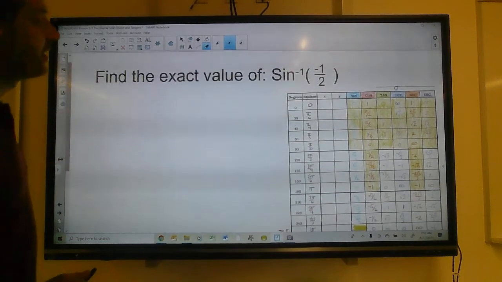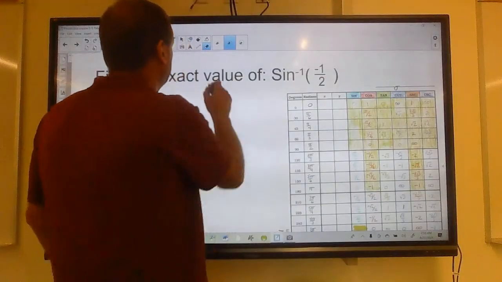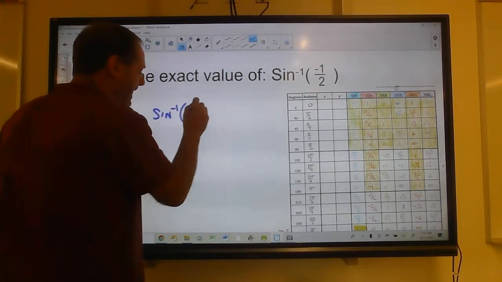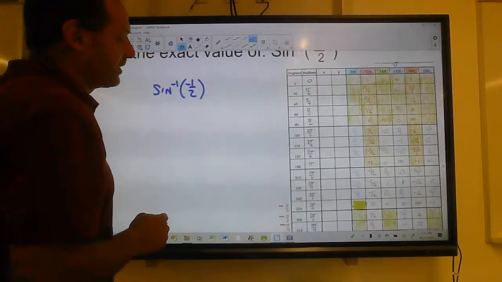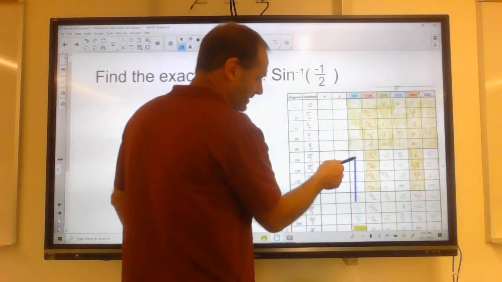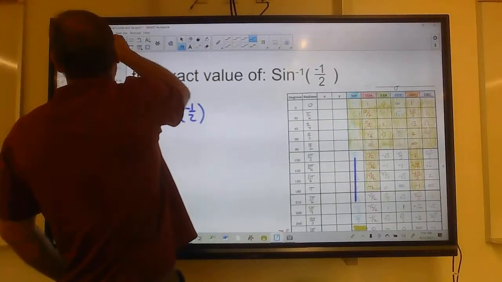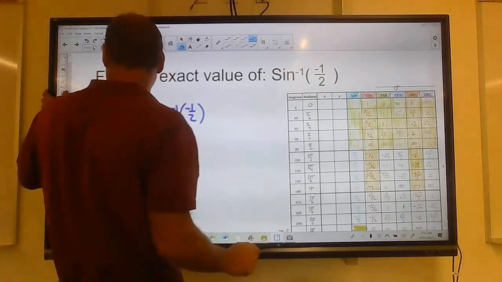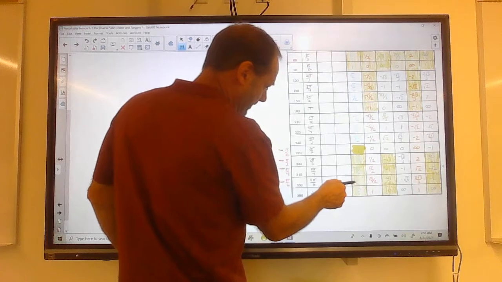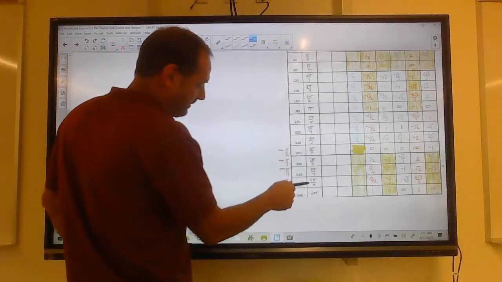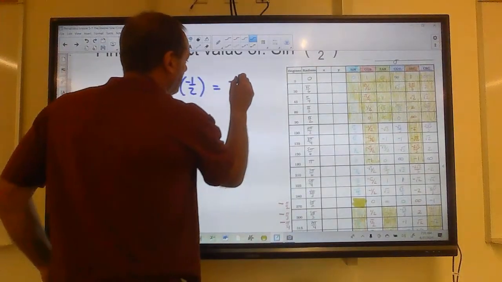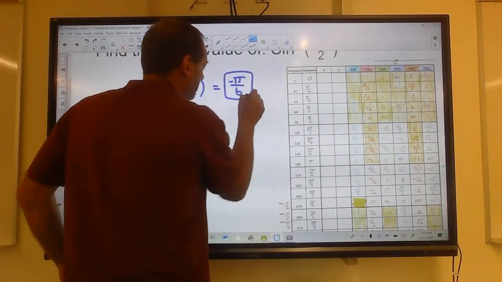Let's see here. If I go arc sine of negative 1/2, I'm going to find that negative 1/2 on my chart. I'm in the sine column because I'm using an arc sine. I don't want this one because that's not in the range there. I've got to find it where it's in the shaded region, right here. Negative 1/2, and I go over here. I don't want 11 pi over 6, I want negative pi over 6. So the answer to this is negative pi over 6.